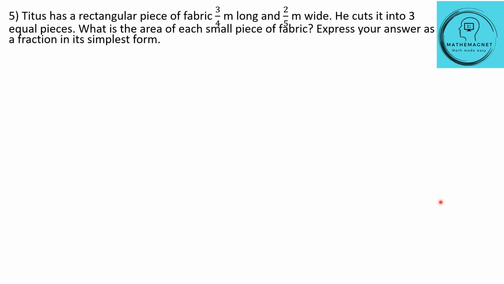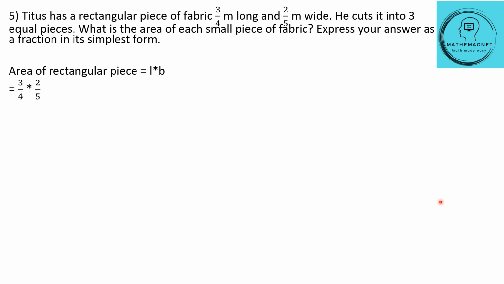The next question. Titus has a rectangular piece of fabric which is 3/4 meters long and 2/5 meters wide. He cuts it into 3 equal pieces. What is the area of each small piece of fabric? Express your answer as a fraction in its simplest form. So now this person has a rectangular piece of fabric which is 3/4 meters long and 2/5 meters wide. So we know the area of this rectangular piece can be calculated as length times breadth, the formula for calculating any rectangular shape.